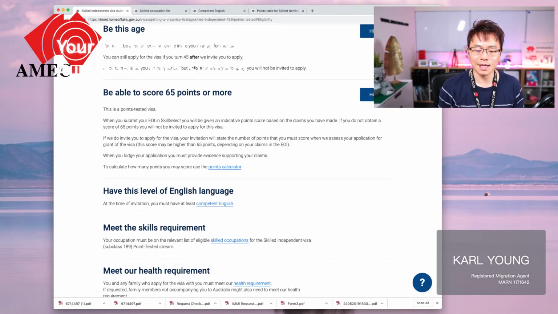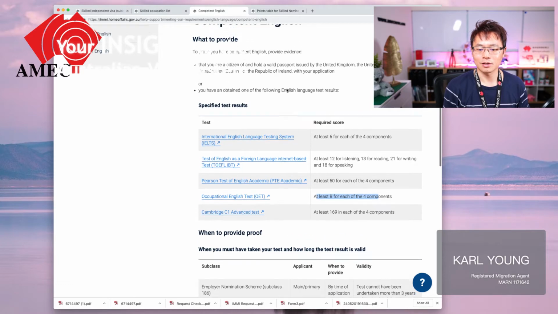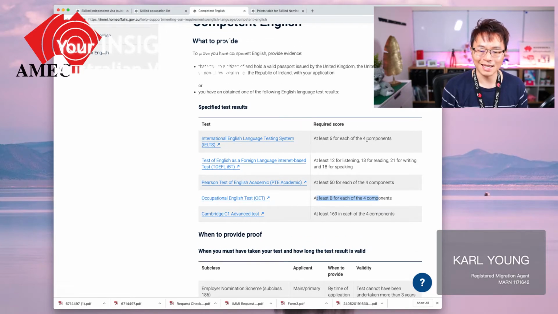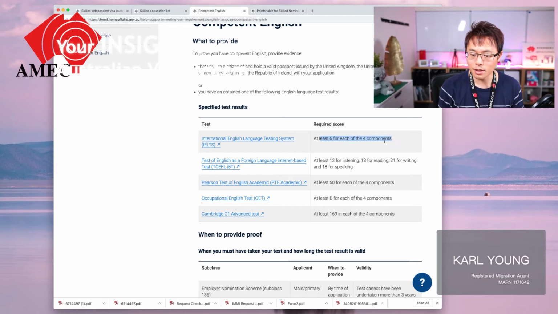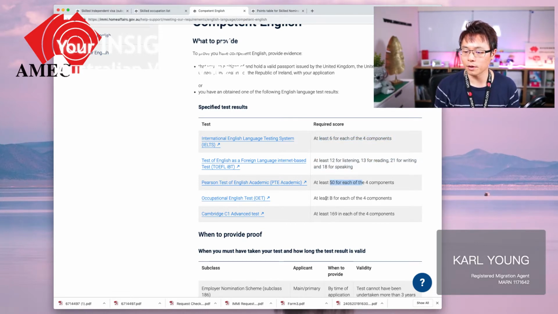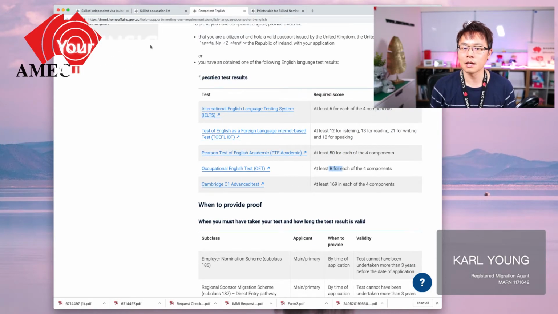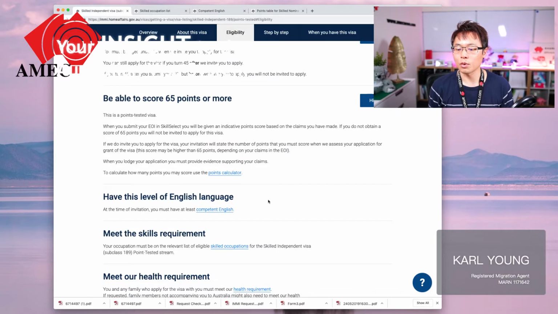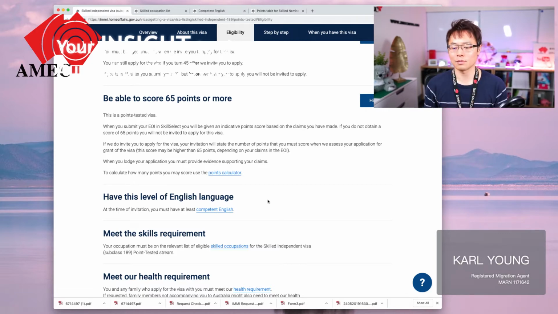Now, you need to meet the minimum English level of competent English. So what is competent English? It's described here. You need at least an IELTS score of 6 in each of the 4 components, a TOEFL of these scores, PTE of 50 in the 4 components, OET of B, and so on down here. That doesn't give you any points, but it's the minimum. If you cannot even meet IELTS 6, you cannot even enter the system.